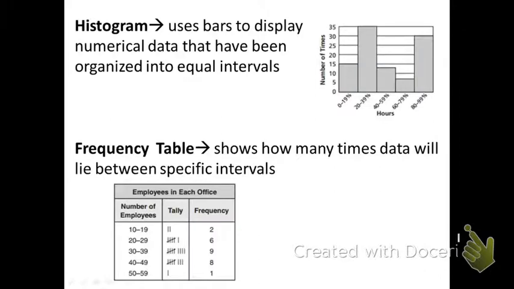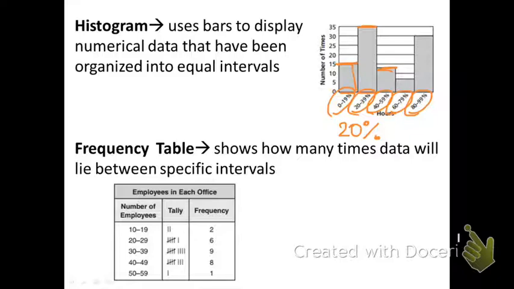So a histogram uses bars to display numerical data that has been organized into equal intervals, and the intervals come from here. In this case, the interval would be 20, it says percent. So we would say 20%. So in each of these there's 20%. So 0 to 19 is the first 20%. 20 to 39 is the second percent that we would list. And then these show the frequency at which they occur.